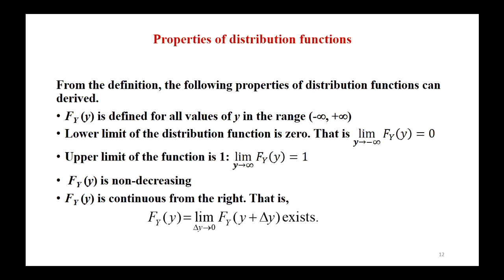The proof that the upper limit is 1 is very, very similar. So I leave that as an exercise for those of you who are interested, which all of you should be. We proved that it's non-decreasing. That was the easy one. And the last one we did, which was a bit harder, is that it's continuous from the right.